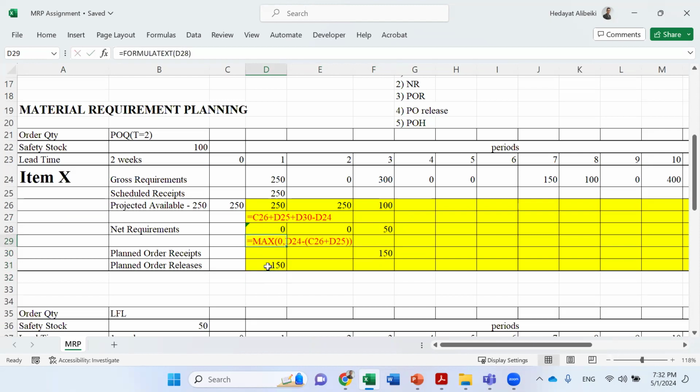If this was lot for lot, I don't need to worry about anything. And if I need 150 in week 3, I need to release it in week 1 in order to get it in 2 weeks, because the lead time is 2 weeks. So just go backward in time. Week 3, I want it. Week 1, I release it. So the lead time is 2 weeks.